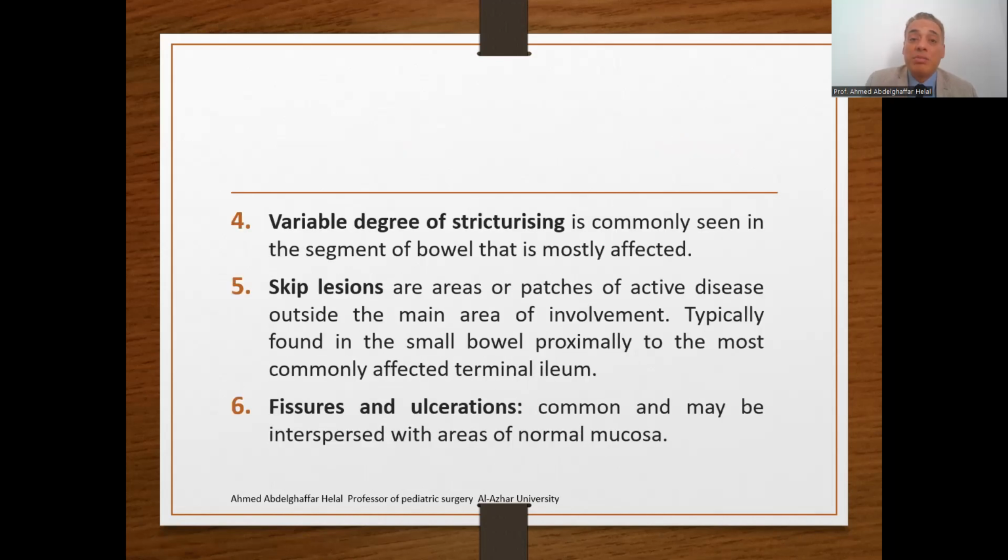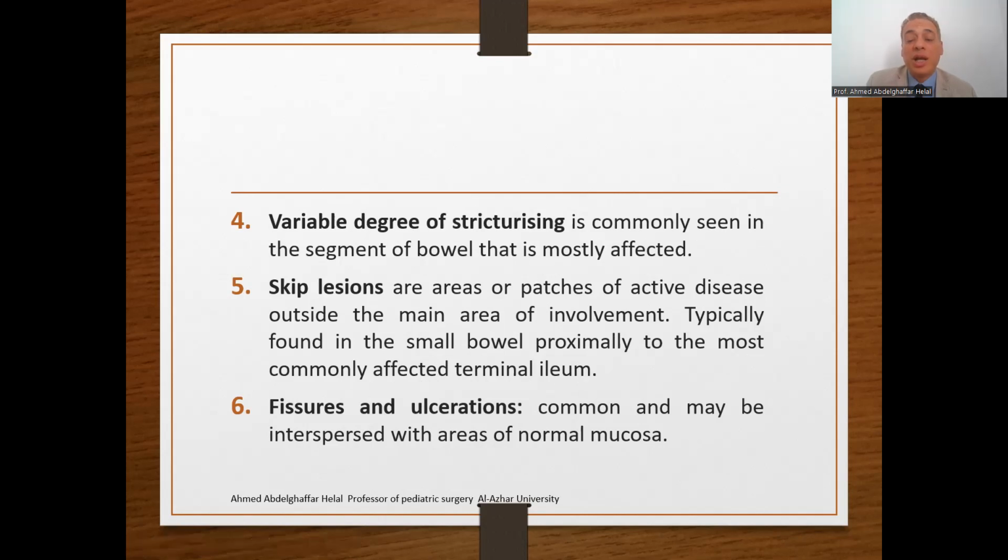Also, there may be areas of stricturing due to granulomas, fibrosis, and thickening. There may be areas of stricturing or narrowing in Crohn's disease. The skip lesion is characteristic of Crohn's disease. These are patches of active disease outside the main area of involvement, typically found in the small bowel, proximal to the most commonly affected terminal ileum.